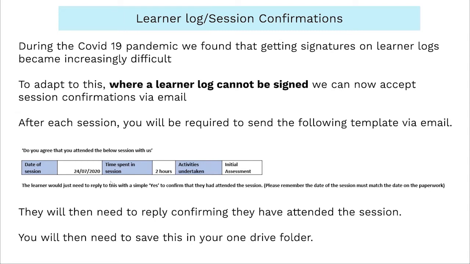What we would need to receive is the email chain from yourself and the reply from the learner, because that's what confirms that the learner has attended. So we're happy for you to complete it either way, but you will have to submit one of the versions alongside your start paperwork.